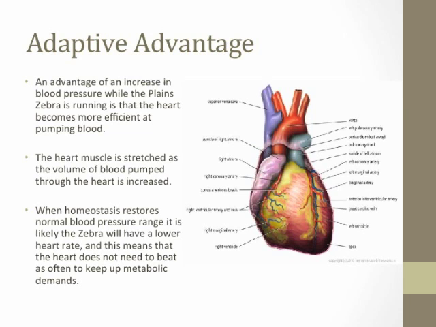The normal range is likely to have a lower heart rate due to exercising building the heart muscle of the zebra. This means the heart does not have to beat as often to keep up with metabolic demands. The zebra will in turn have more energy for other daily demands and needs.